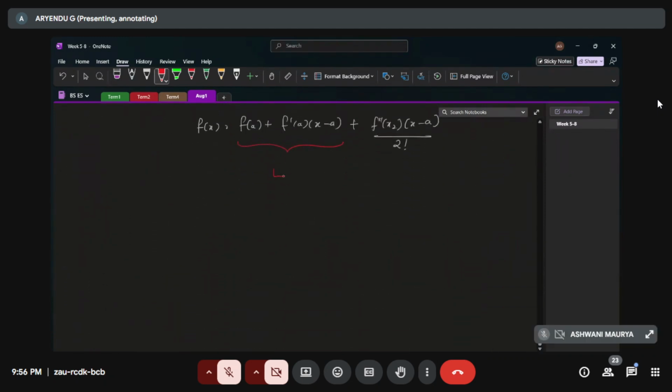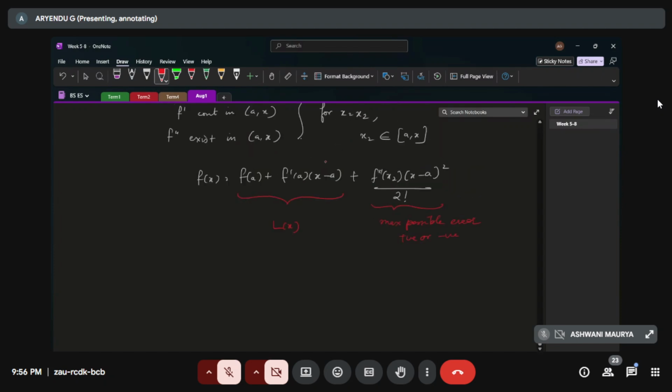So this is exactly the same thing, L of x. And then this is the maximum possible error. So we usually take this as an absolute value. We do not care whether it is positive or negative, whether it is L of x plus this thing or minus this thing. Ma'am, what is x2 here? x2 is any variable. x2 can be any value of x such that it is in the interval a comma x.